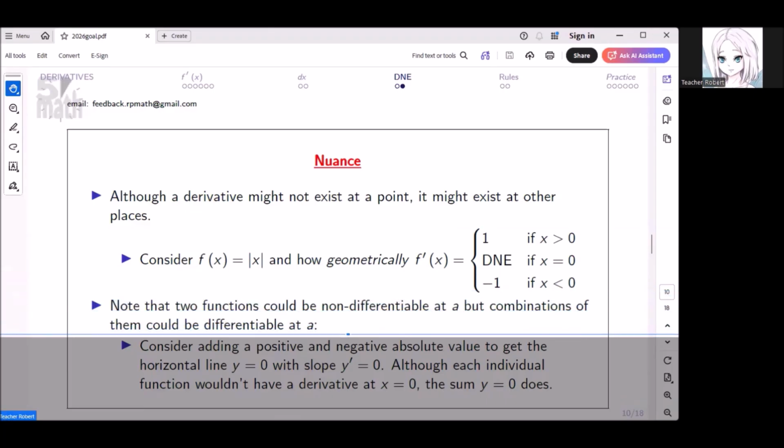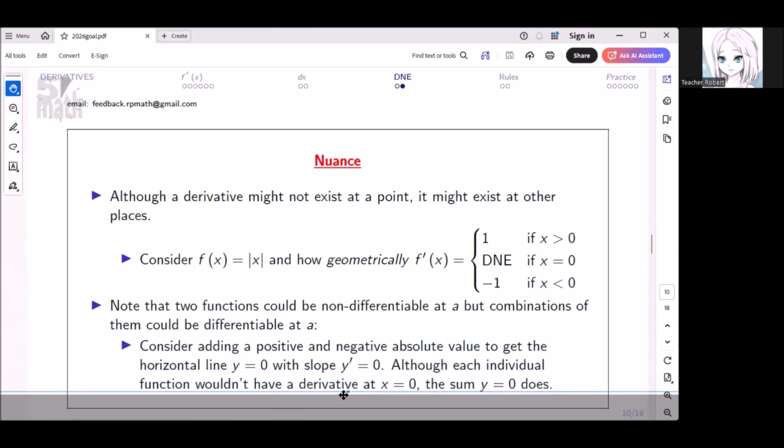Note that two functions could be non-differentiable at a, but combinations of them could be differentiable at a. Consider adding a positive and negative absolute value to get the horizontal line y equals 0, with the slope y prime equals 0. Although each individual function wouldn't have a derivative at x equals 0, the sum y equals 0 does.